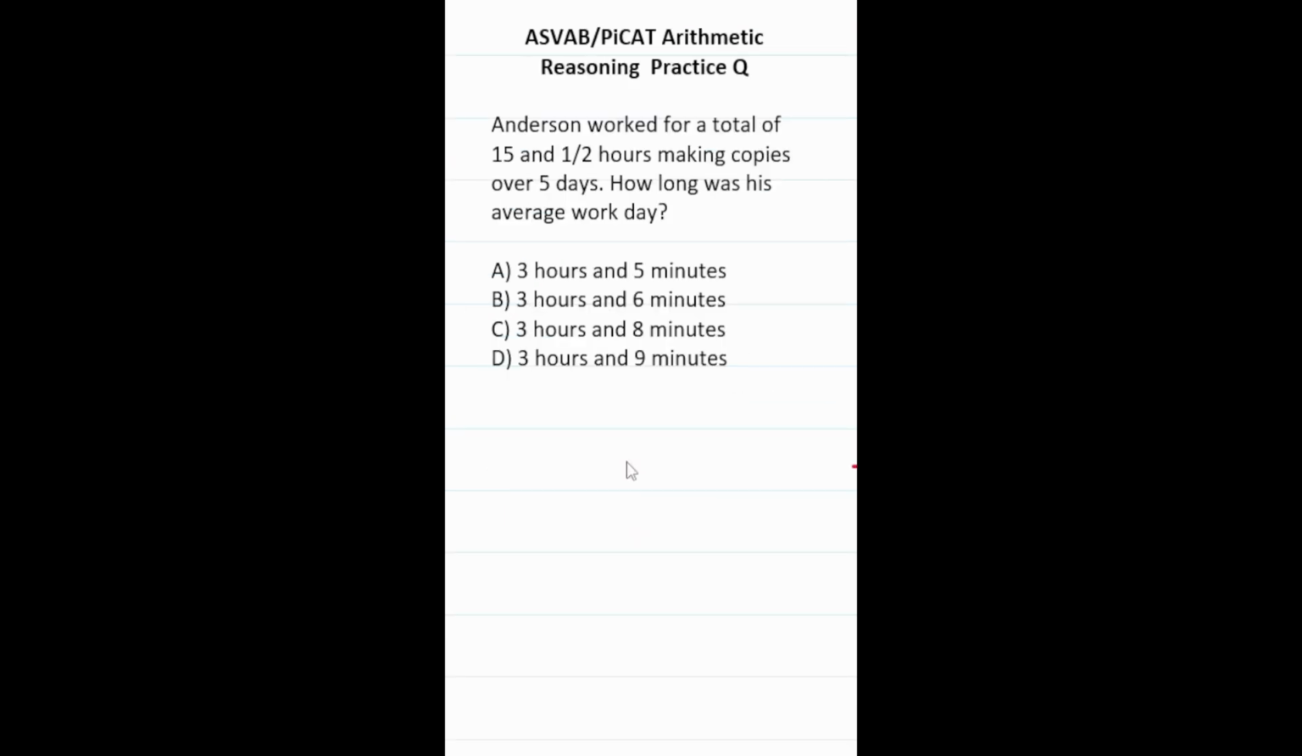ASVAB PiCAT arithmetic reasoning practice test question. We're going to do 15 and 1/2 divided by 5. Let's convert both of these to fractions. 5 can be written as a fraction by placing it over 1. 15 and a half as an improper fraction is 15 times 2, 30 plus 1, 31 over 2. Let's follow the algorithm, keep, change, flip to divide these two. You keep 31 over 2 the same. You change from division to multiplication. You flip this bottom fraction to be 1 over 5. When you multiply fractions, you just multiply straight across. So this becomes 31 over 10.